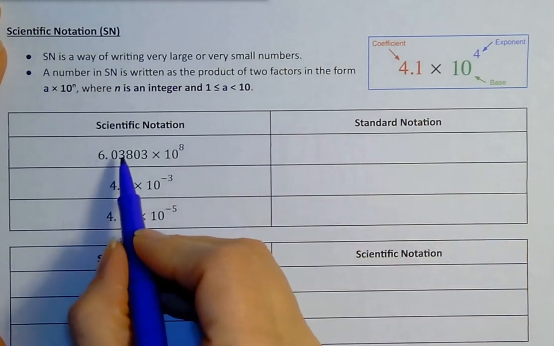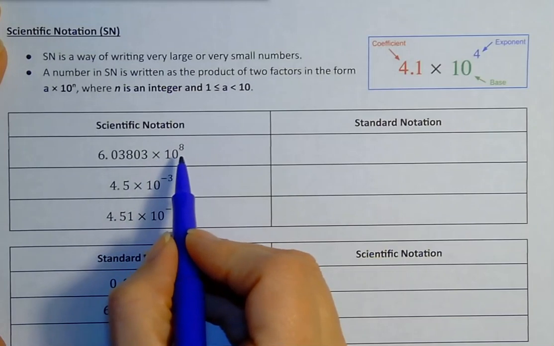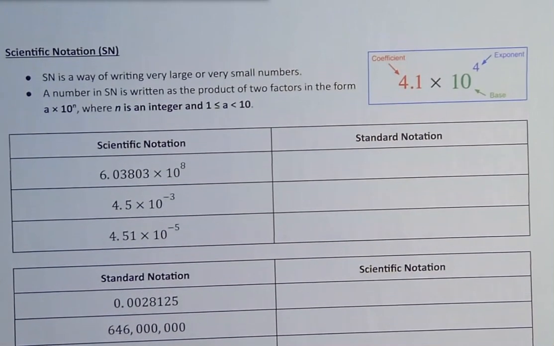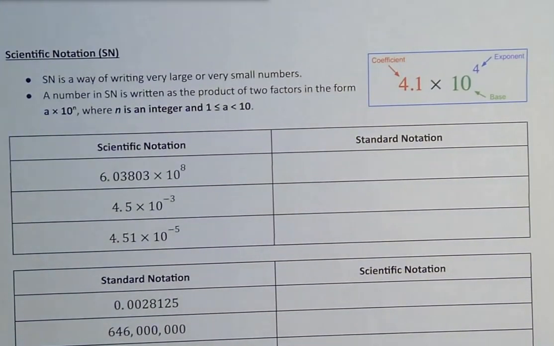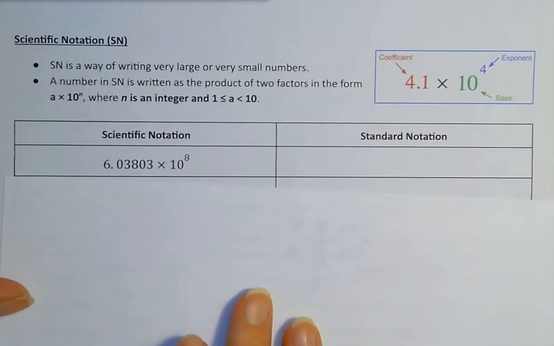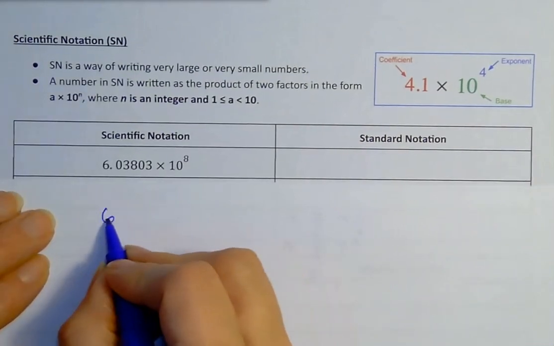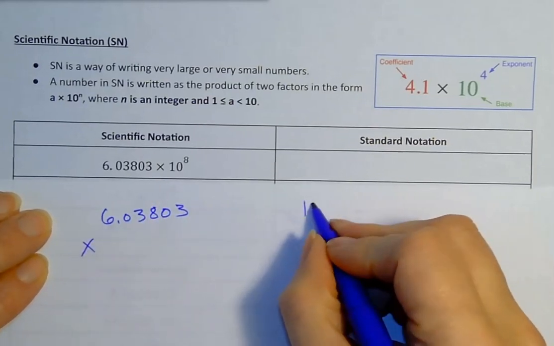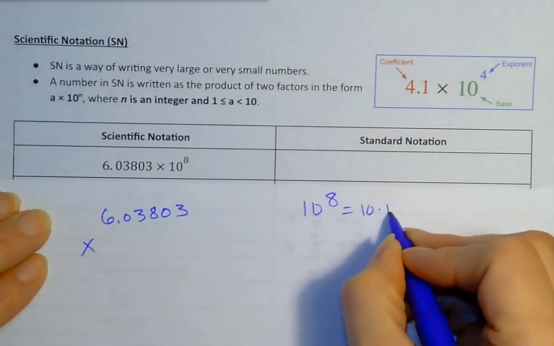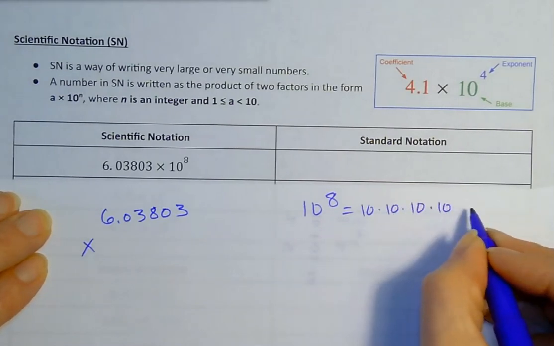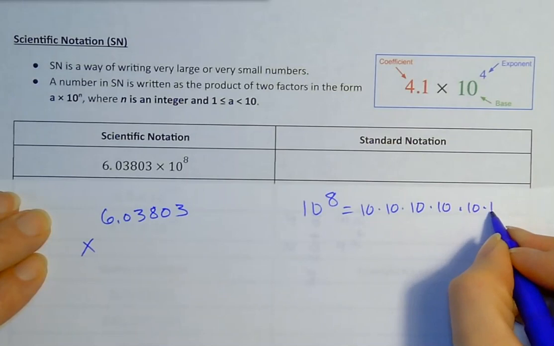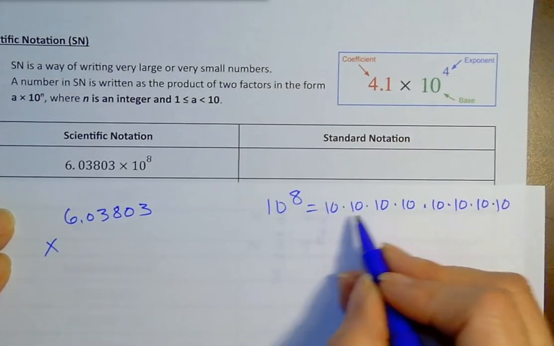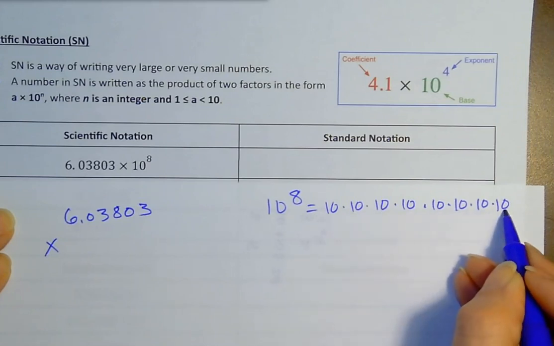Okay, this number, 6.03803 times 10 to the 8th. Woof, that's a whole lot, right? So, hang on. If I wanted to figure that all out, it really does mean 6.03803 times 10 to the 8th. Well, 10 to the 8th is 10 times 10 times 10, 1, 2, 3, times 10, 4 times 10, 5, 6, 7, 8. 10 times 10 times 1, 2, 3, 4, 5, 6, 7, 8.